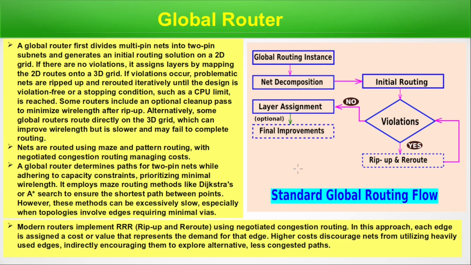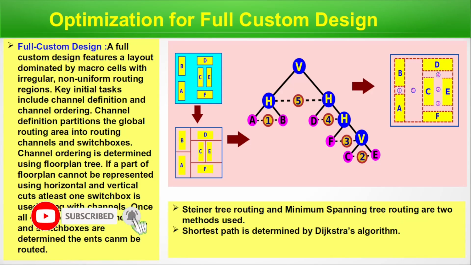So we will move to the next slide, that is optimization for full custom design. A full custom design features a layout dominated by macro cells with irregular non-uniform routing regions. Key initial tasks include channel definition and channel ordering. Initial tasks include channel definition. Channel definition partitions the global routing area into routing channels and switch boxes. Channel ordering is determined using a floor plan tree.